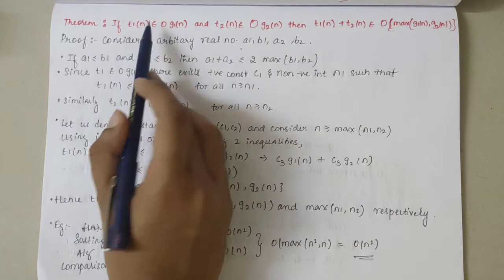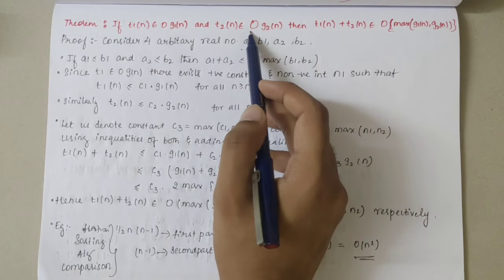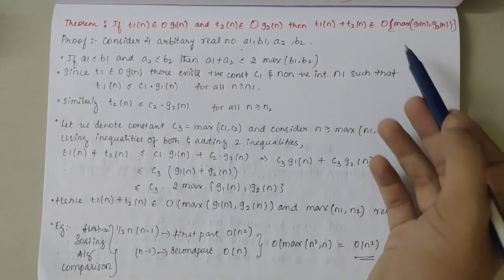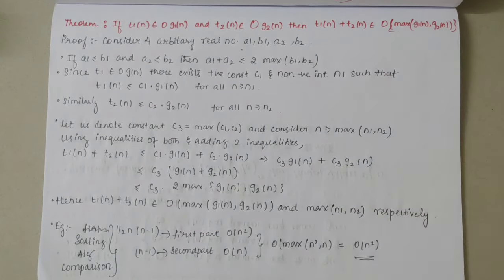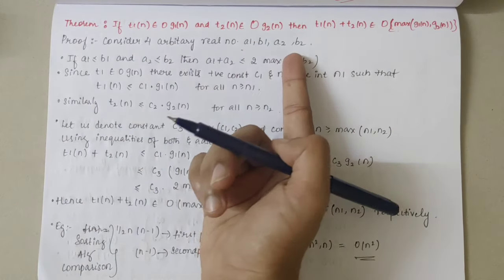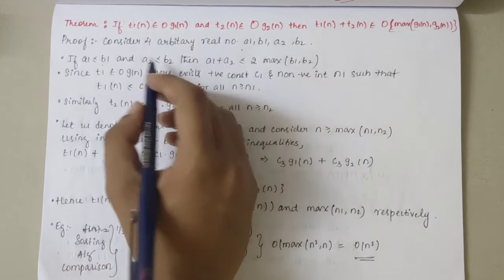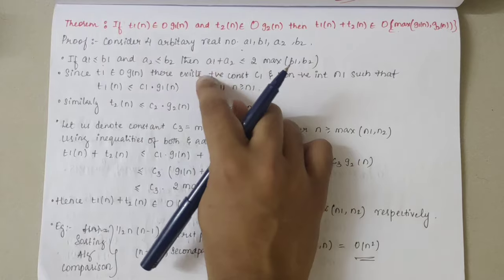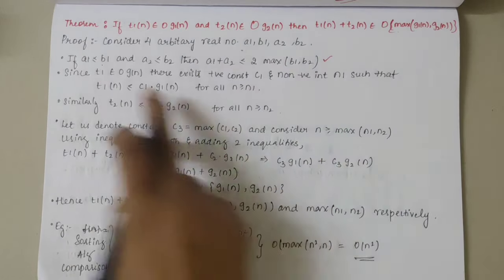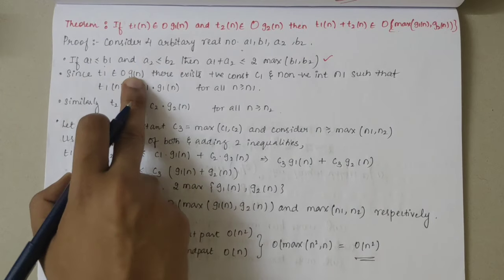So if T1 of n belongs to big O of G1 of n and T2 of n belongs to big O of G2 of n, then T1 of n plus T2 of n should belong to big O of max of G1 and G2. Okay, so we are considering 4 arbitrary real numbers A1, A2, B1 and B2. So if A1 is less than or equal to B1 and A2 is less than or equal to B2, then A1 plus A2 should be less than or equal to 2 times max of B1 comma B2. Yes, this is understood.